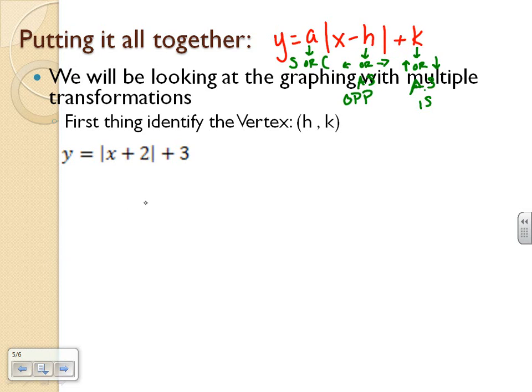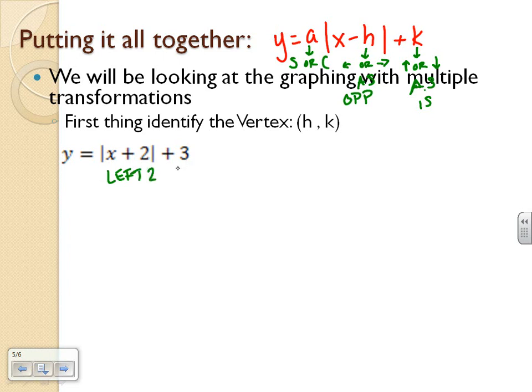So if we look at this equation, the first thing we need to do is identify our vertex. The vertex uses the letters H and K. They are your transformations. From 0, 0, where are we going? The plus 2 is going to tell me that I'm going to go left 2 units.